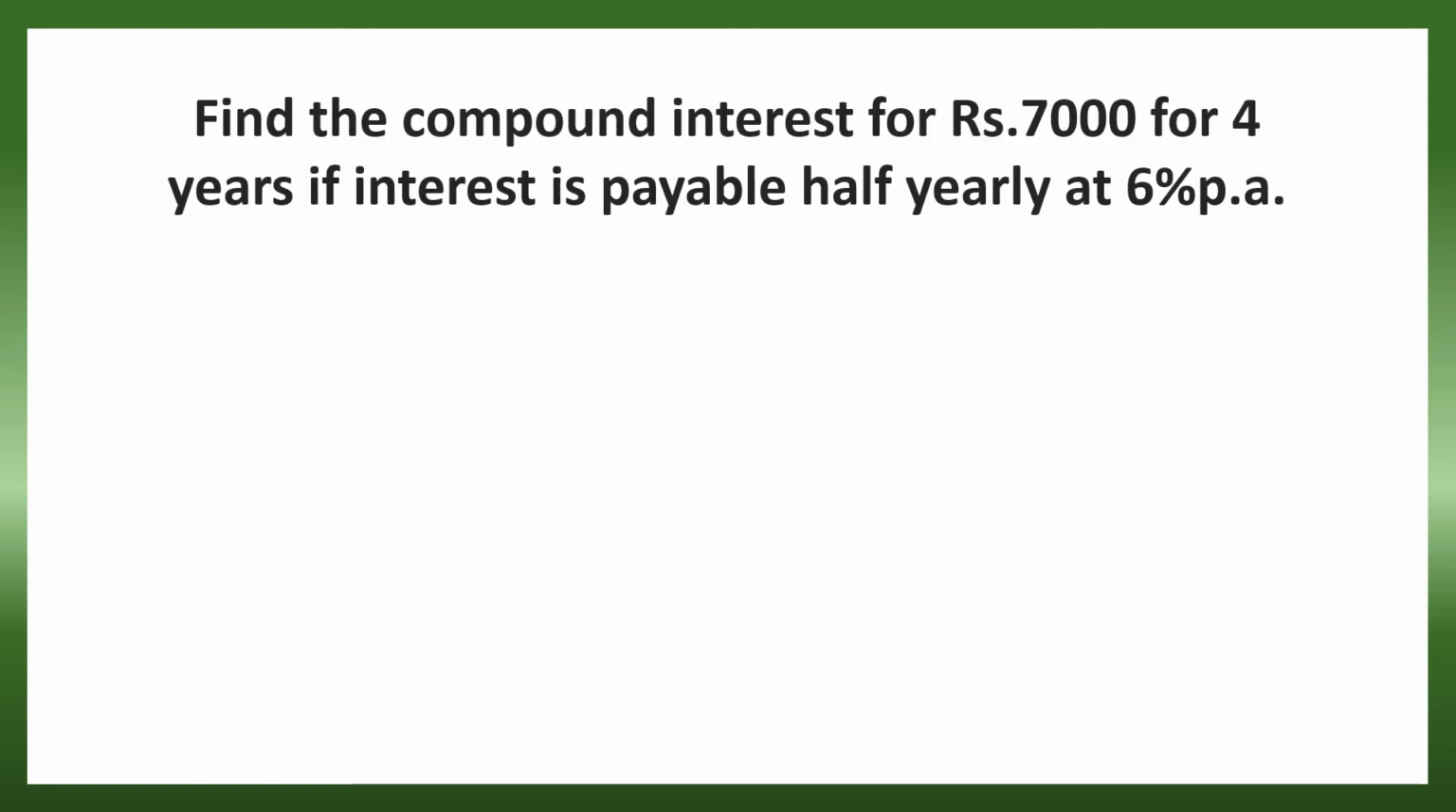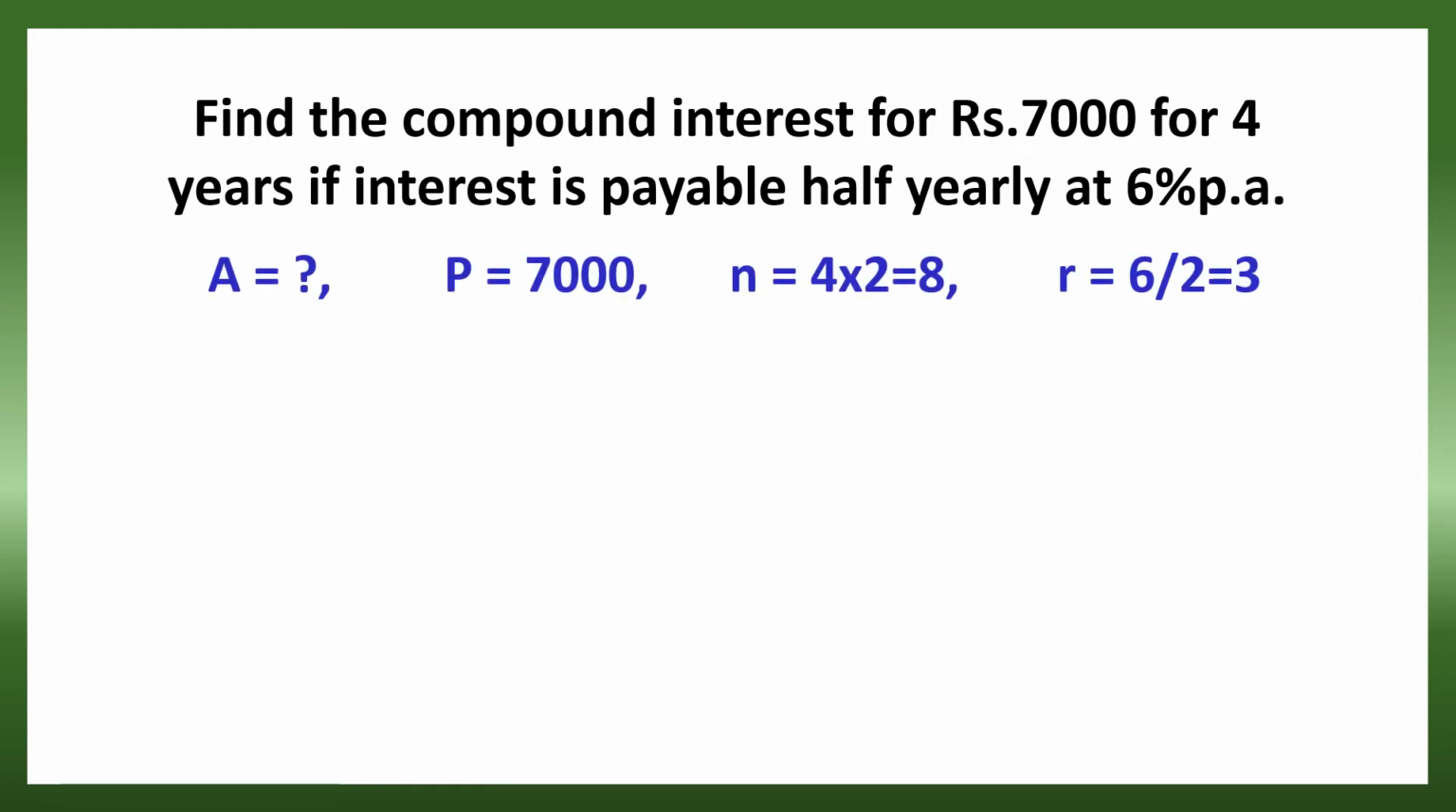Our next question is to find the compound interest for rupees 7,000 for 4 years if interest is payable half yearly at 6% per annum. So here the interest is payable half yearly. That means in a year 2 times the interest will be compounded. That is why we make adjustment in the rate and number of periods.